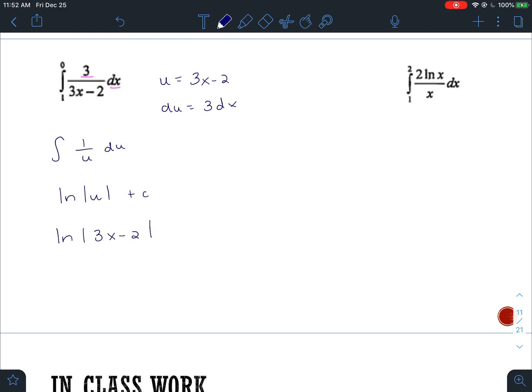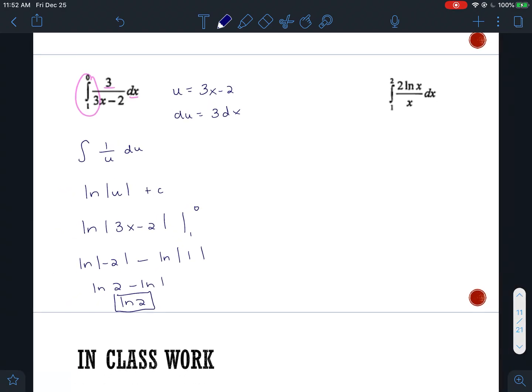And so plug back in. This would be the ln of 3x minus 2 in absolute value, and then use those bounds between 1 and 0. So if I plug in 0, I would get the ln of 3 times 0 is 0, minus 2 is negative 2. So it would be the ln of the absolute value of negative 2, minus the natural log of 3 times 1 is 1, minus 2 is 1. So minus the natural log of 1. So this would be the ln of 2 minus the ln of 1, and the ln of 1 is 0. So this is just going to be the natural log of 2.